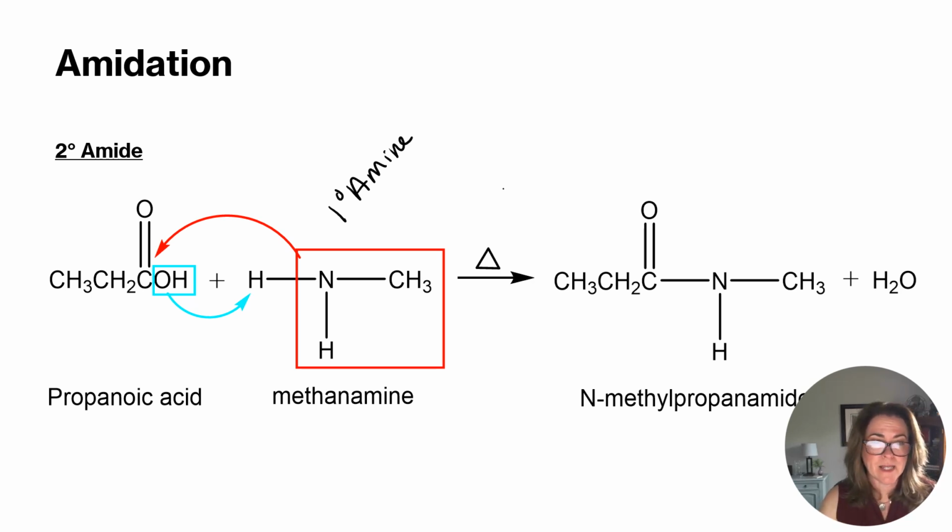And again, it's that OH group from the acid that reacts with the hydrogen on the nitrogen that produces our water, and then that's where our amide connection is going to be. Again, this has to be done under heat. Those are our reaction conditions, and so we will end up with our secondary amide, our N-methyl propanamide, and our water.